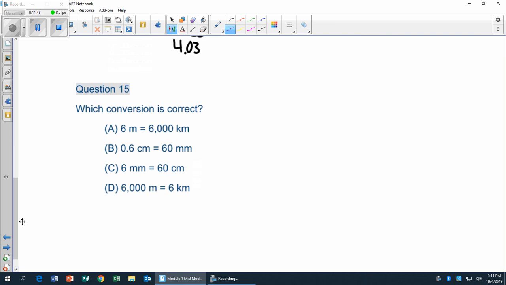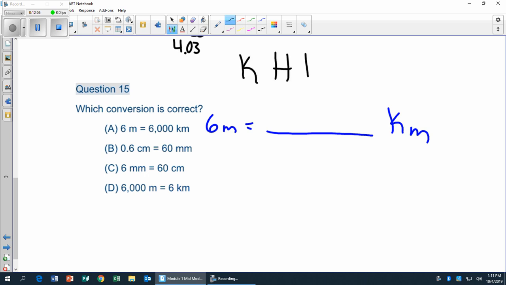Question 15. We're now doing conversions. So to see which one works, we're actually going to convert them all. If I start with 6 meters, I want to see what I'm going to get in kilometers and see if it matches. And as we learned in class, we always use King Henry doesn't usually drink chocolate milk. So now we're going to do our conversions.